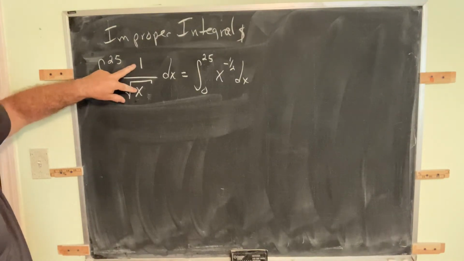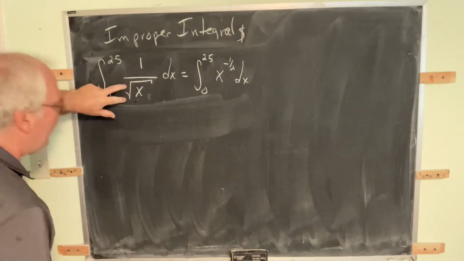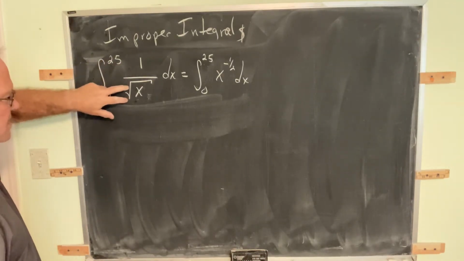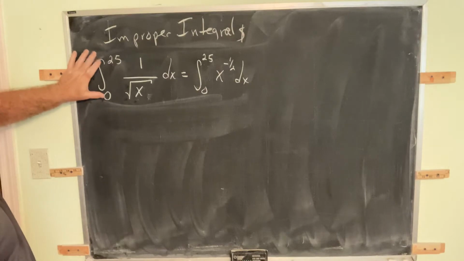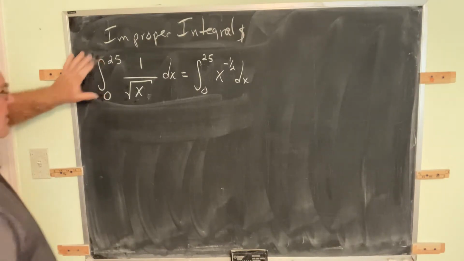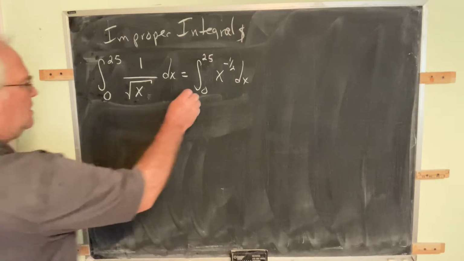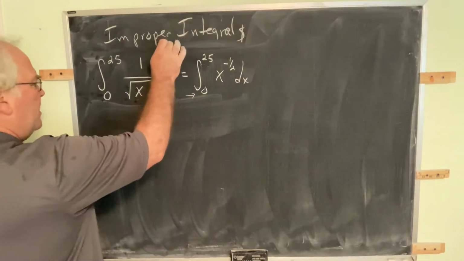If the denominator is equal to 0, causing the function to be undefined, at one or the other of these limit values, the upper or lower limits of integration, then there's a vertical asymptote at that limit of integration. In this case, there's a vertical asymptote at 0. Vertical asymptote at 0 means this is an improper integral.